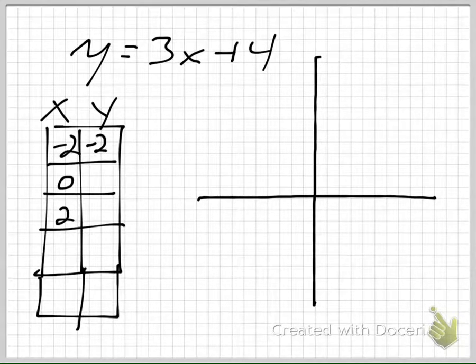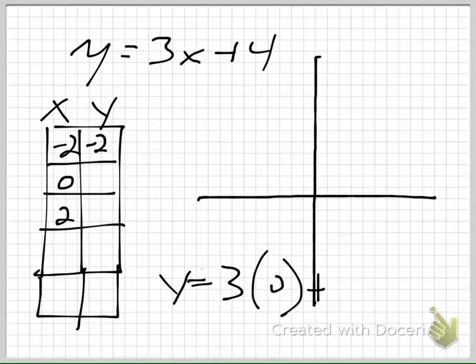Let's make x be 0. y equals 3 times 0 plus 4. Gigi, what is y equals 3 times 0 plus 4? 4. y equals 4, right? Because 3 times 0 is 0, plus 4 is 4. y equals 4. So look, that means when x is 0, y is 4.